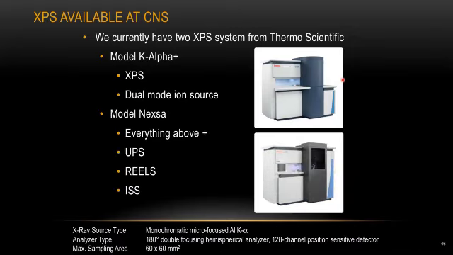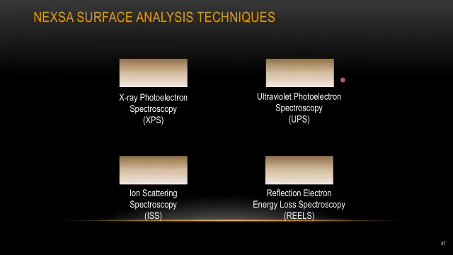This machine can do everything XPS that the K-Alpha Plus can do, and it can also do UPS measurement, REELS measurement, and ISS measurement. For the XPS part, there's not much difference between these two machines. They both use a monochromatic micro-focus aluminum K-alpha X-ray, and they can handle the same sample size. The maximum size for both machines is about 60 millimeters by 60 millimeters in the X and Y directions, and about 20 millimeters in the Z direction. And since we have this NEXSA machine, let's spend another couple of minutes to learn what we have on the NEXSA.